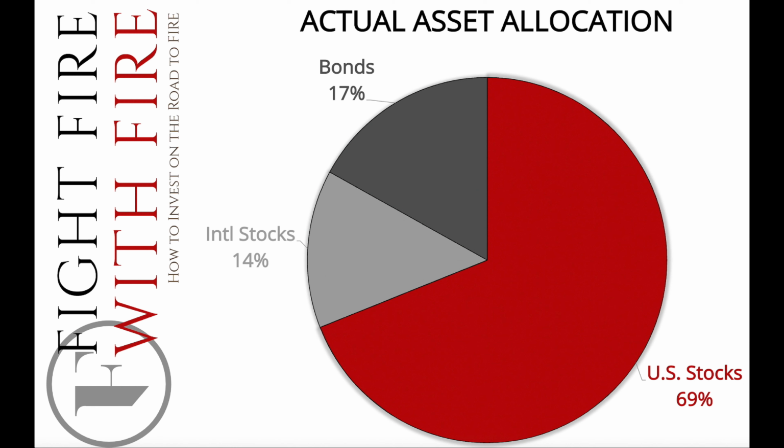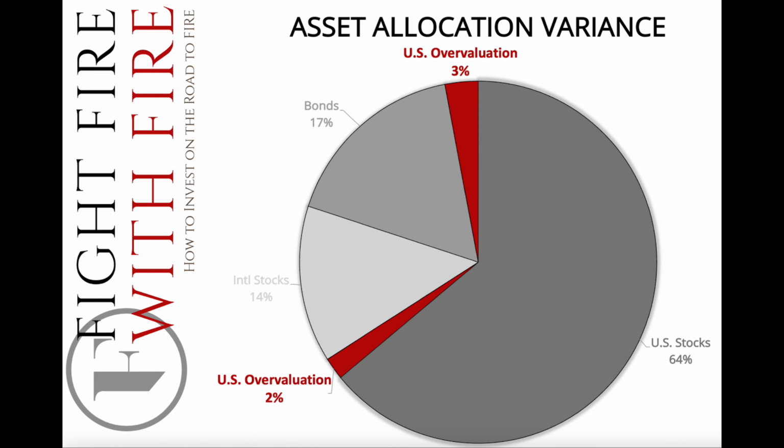Let's look at the different variants here. Again, remembering our target asset allocation, which is 64% US stocks, we can take a look here and see how overvalued our US stocks allocation is. We're overvalued by 5%, and it's encroached on our bonds and international stocks allocations and dropped those percentages below what they should be. Let's take a look at our portfolio and see how that looks on the spreadsheet.